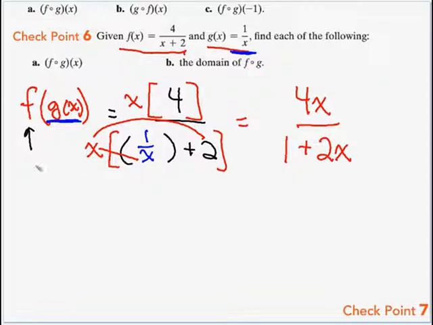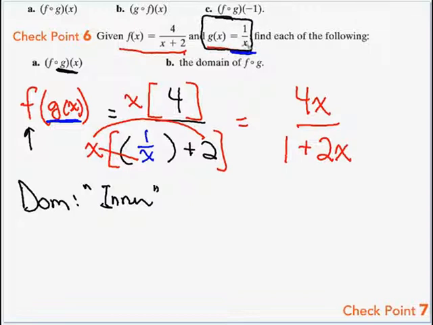So the domain. First, we look to the inner function's domain. So the inner function here was the g function. So let's look at the g function right here. G is 1 divided by x. So of course we want x to not equal 0. So x cannot equal 0 for that. In the second part, we do not want our denominator to equal 0.